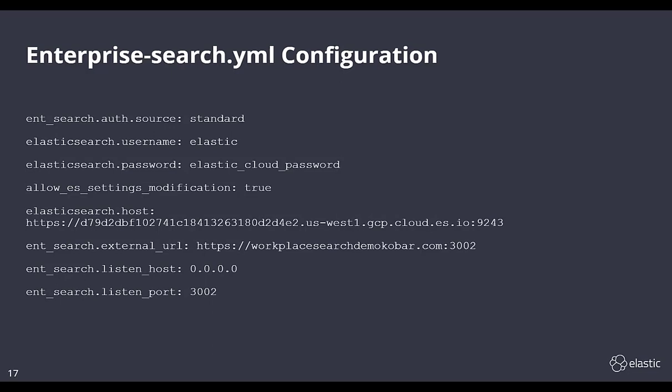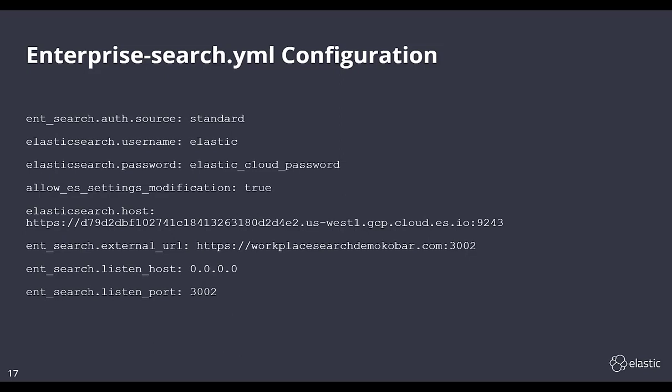You'll notice here that we have the authentication source, which is standard. We'll be using the elastic username, and this is that cloud password that you saw when we were setting up the cloud environment. And of course, we're going to set allow settings modification to be true, so we're going to allow Workplace Search to make changes to Elasticsearch. And this is the cloud UID, which is the elasticsearch.host.